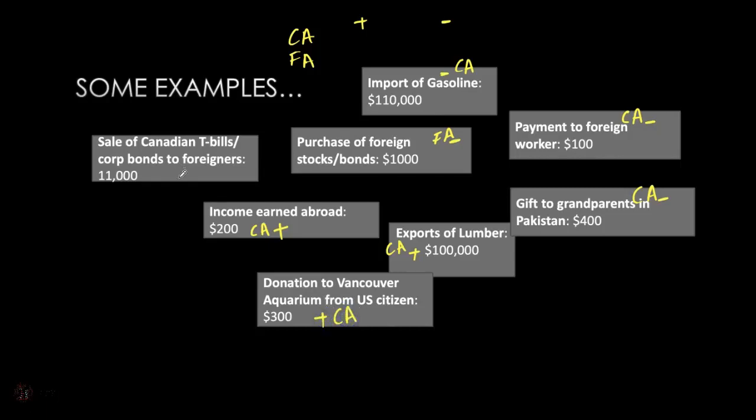Lastly, I have this one over here, which is sale of Canadian Treasury bills or Government of Canada bonds or corporate bonds to foreigners. Now, remember, when we are selling our assets, Canadian assets, to foreigners, it is generating a cash inflow. It's a way of borrowing from foreigners. So this is a source of cash. It will be entered as a positive amount and it is under our financial account.